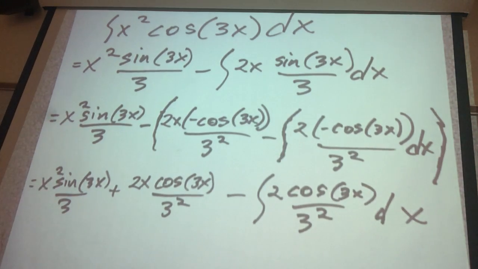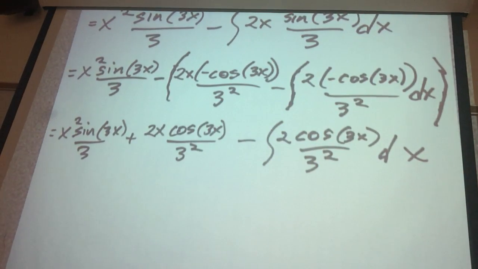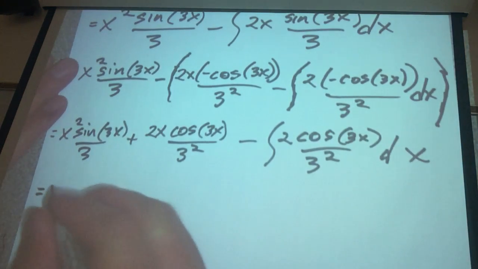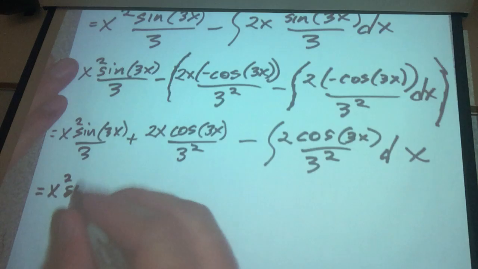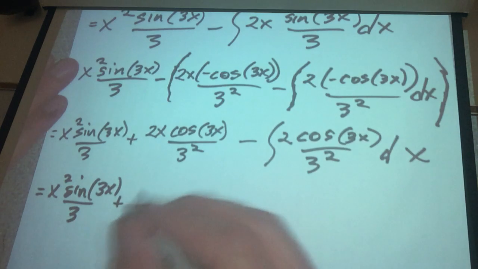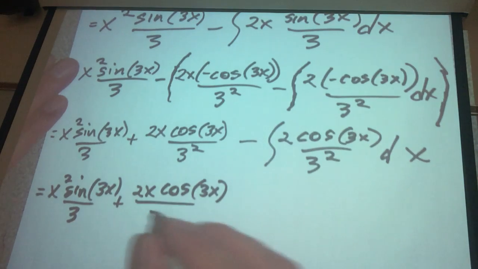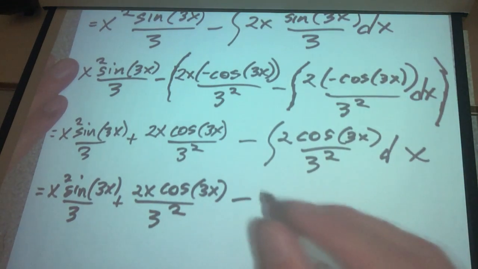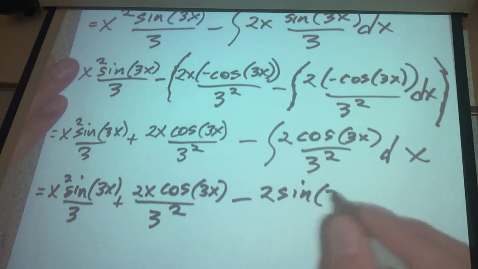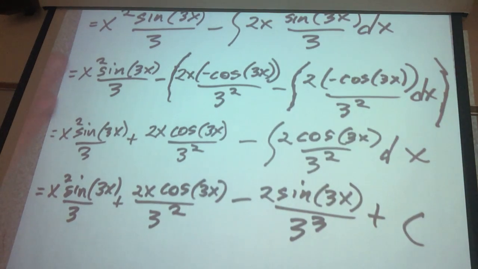Okay, so what is it going to do? This is going to become x squared sine of 3x divided by 3, and then plus 2x cosine of 3x divided by 3 squared, and then minus 2 sine of 3x divided by 3 cubed, and then let's put that plus C on the end. And that is the answer for our problem.